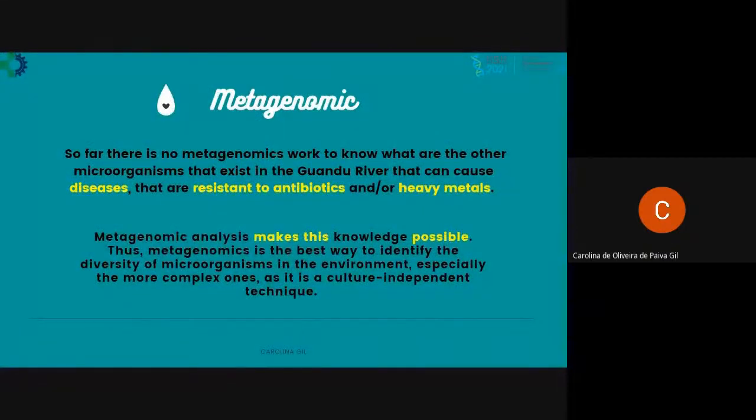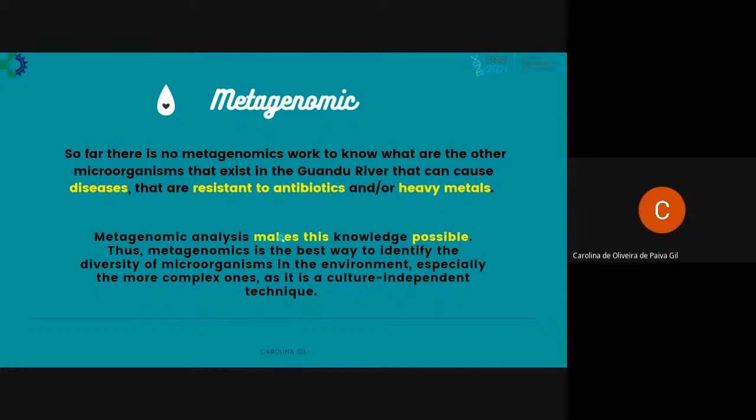So far, there is no metagenomic work to know what other microorganisms exist in the Guandu River that can cause disease, that are resistant to antibiotics and/or have metals. Metagenomic analysis makes this knowledge possible.